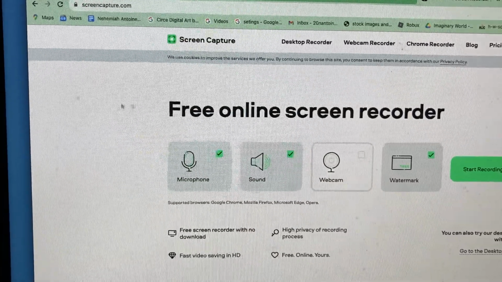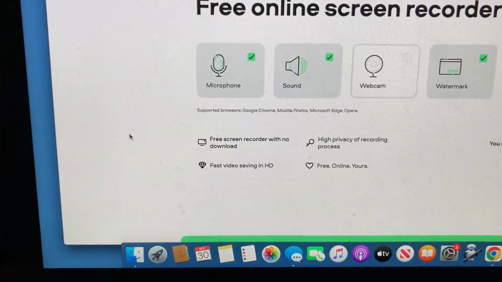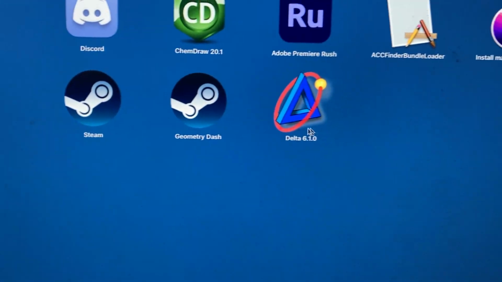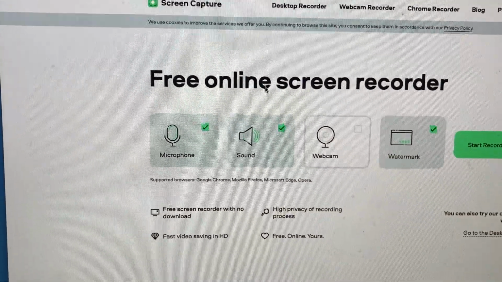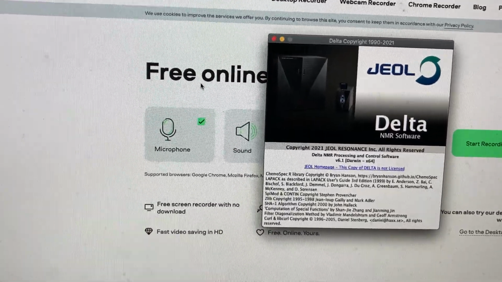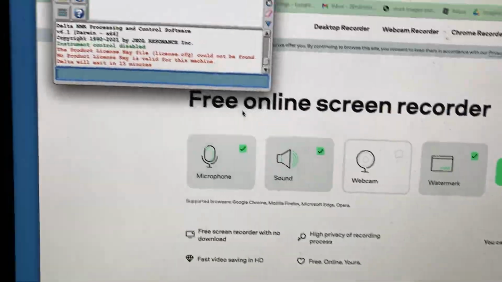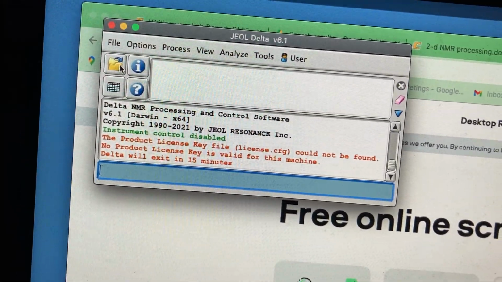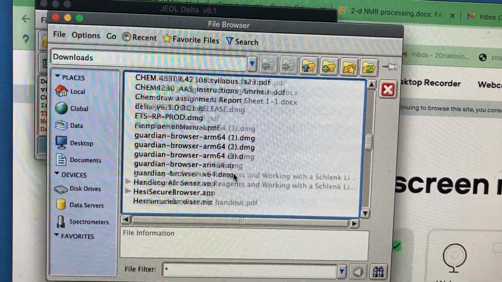Hey Christine, so this is how I use Delta. I downloaded it here, but this is usually how I read stuff like this, like the COSY and the HMQC. Those are always hard to say. So I'm going to go to my files and try to get both of them out.